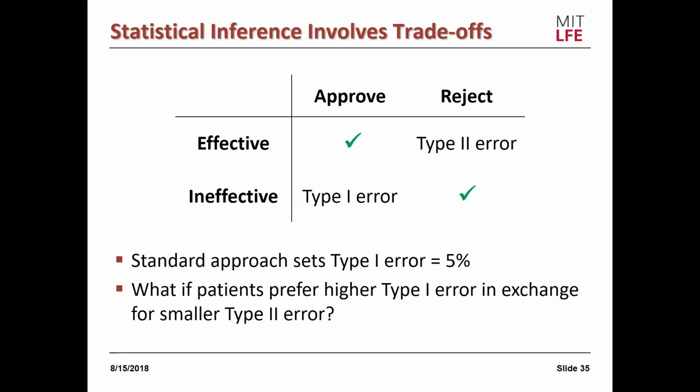On the other hand, we can also make a second type of mistake, known as type 2 error, and that occurs when we reject an effective therapy. We also want to try to avoid making this type of mistake. But it turns out that for a fixed sample size for a clinical trial, there's a trade-off between the type 1 and type 2 error. And so the question we want to answer is how we can design this trade-off in such a way that takes into consideration these patient preferences.